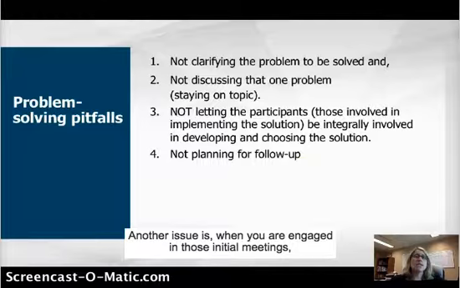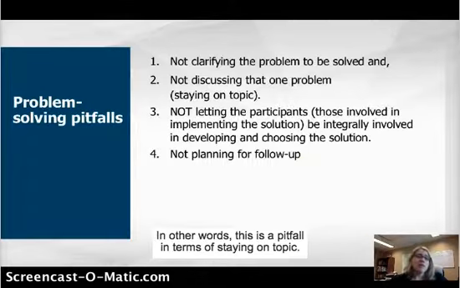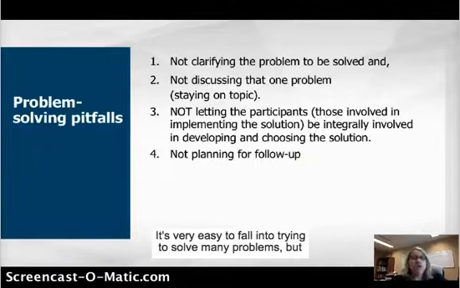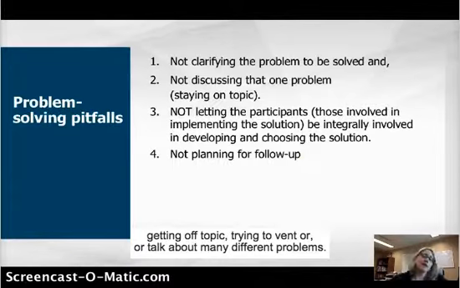Another issue is when you are engaged in those initial meetings, not discussing the one problem that's been identified. In other words, this is a pitfall in terms of staying on topic. It's very easy to fall into trying to solve many problems, but it's more productive to focus on one and see that problem through as opposed to getting off topic trying to vent or talk about many different problems.